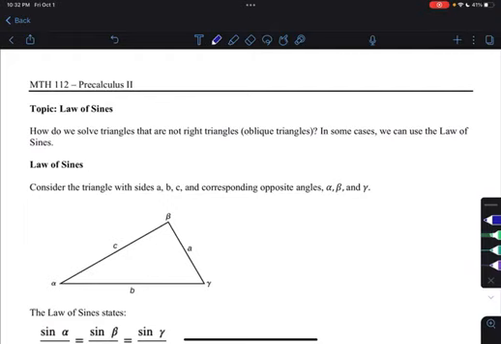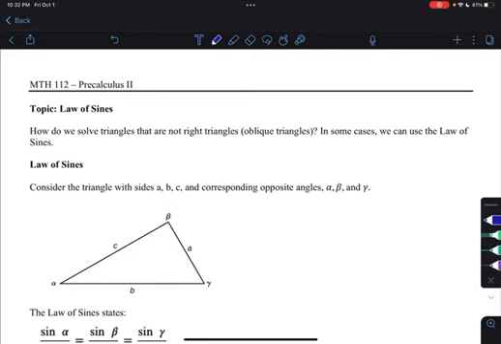Sometimes we want to solve triangles that are not right triangles. That means we're going to be given some information about the triangle, and we want to be able to use that information and then go ahead and solve for the missing sides and angles so that we know all three sides and all three angles. So in some cases, we can use law of sines at some point to achieve that.